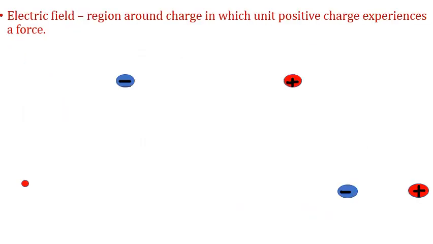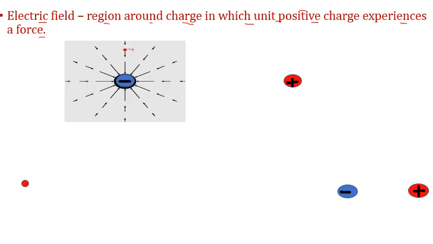Electric field. See, what is this electric field? It is some region around a given charge in which a unit positive charge is kept. Then it experiences the force of attraction or force of repulsion. कुठल्याही चार्जच्या भोवती जो रिजन असतो त्या रिजनमध्ये जर आपण एखादा युनिट पॉझिटिव्ह टेस्ट चार्ज ठेवला तर तो फोर्स experience करील. I will explain this using this diagram.